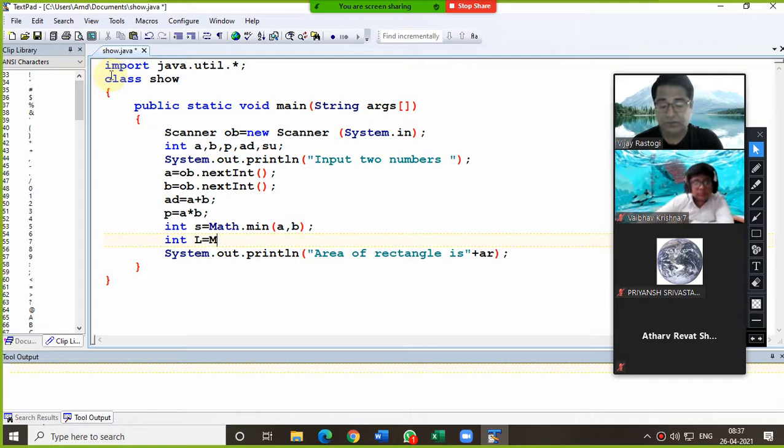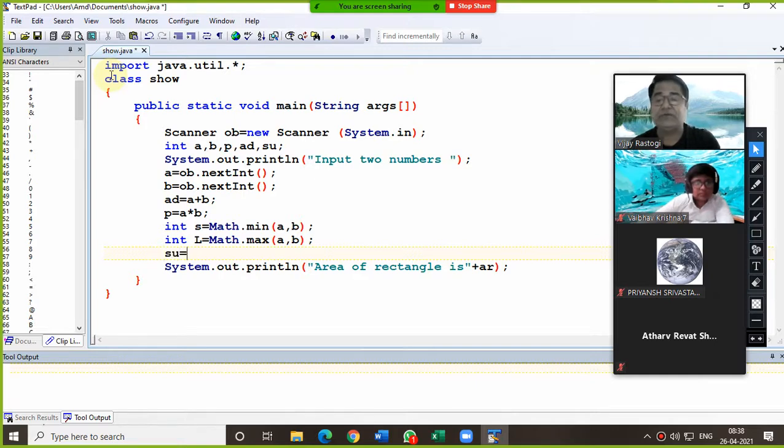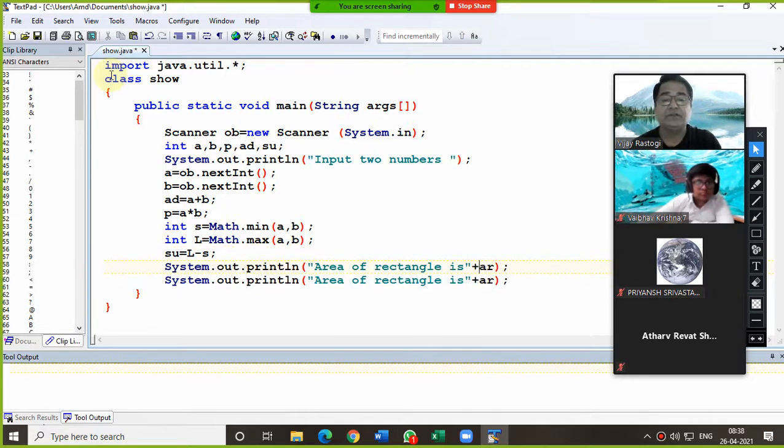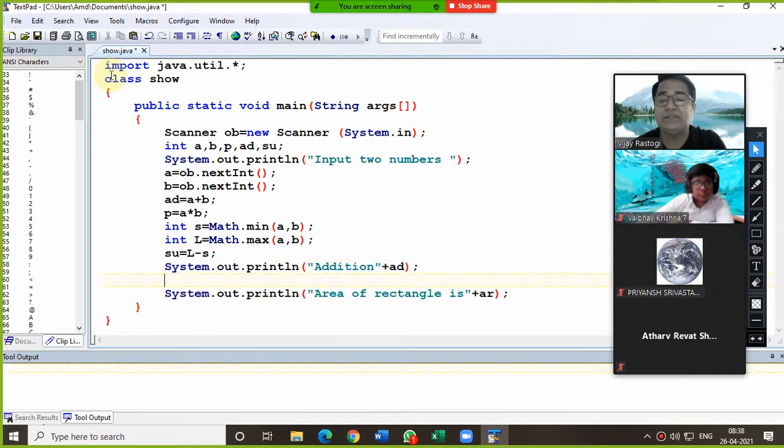You can use variables of your choice as I have used here. L, in which we are storing the maximum of the two numbers, that is A comma B, and in S we are storing the smallest. Then for finding the subtraction, we do the largest minus the smallest. After that we are supposed to print the result. How will you print? Like addition, the variable in which you have stored the result, that is AD. We are printing that.